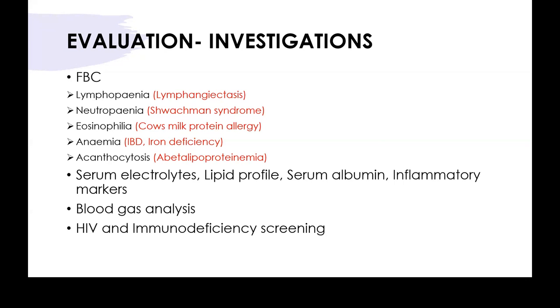In one of the chronic illnesses. And in the blood picture, presence of acanthocytosis will suggest abetalipoproteinemia. In addition to that, your routine investigations like electrolytes, lipid profile, serum albumin, and inflammatory markers are also very important.